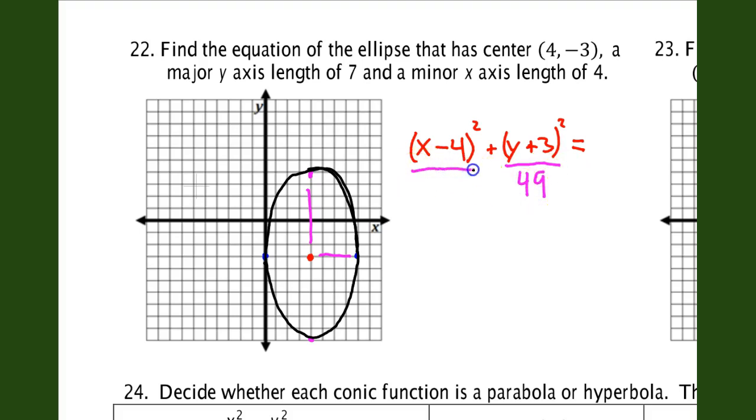And then the x, same thing. We go 4 this direction, 4 this direction. So that's 16 underneath the x, right? And for ellipses and hyperbolas, it's always going to be equal to +1. All right, so that's the ellipse.